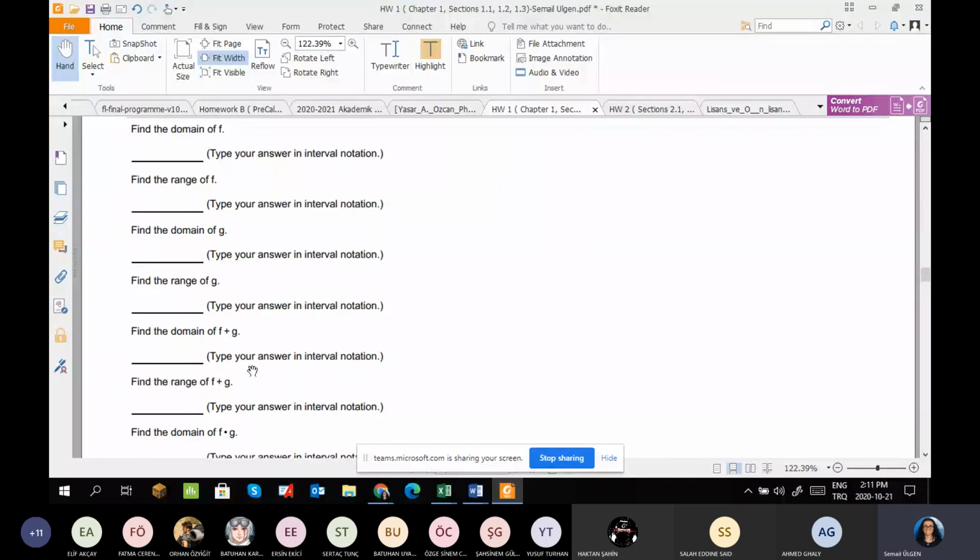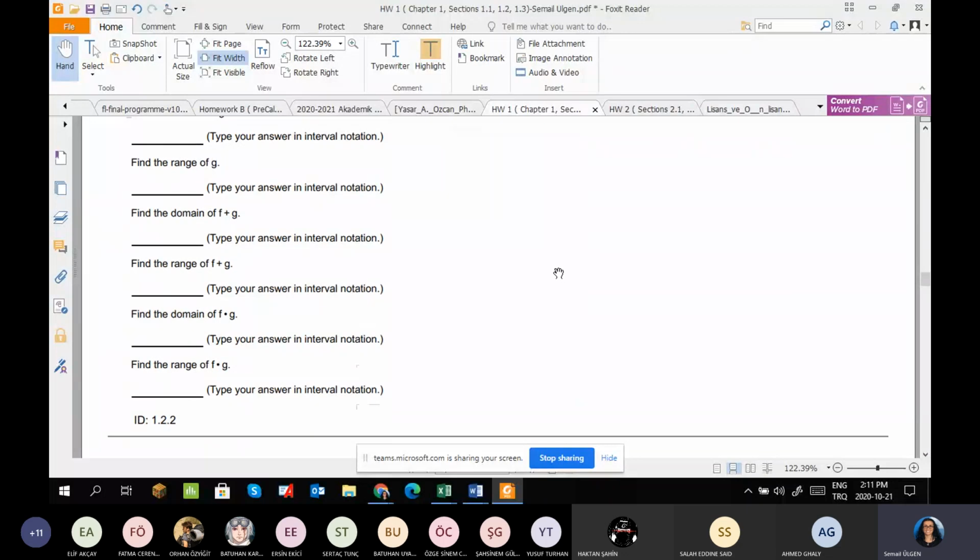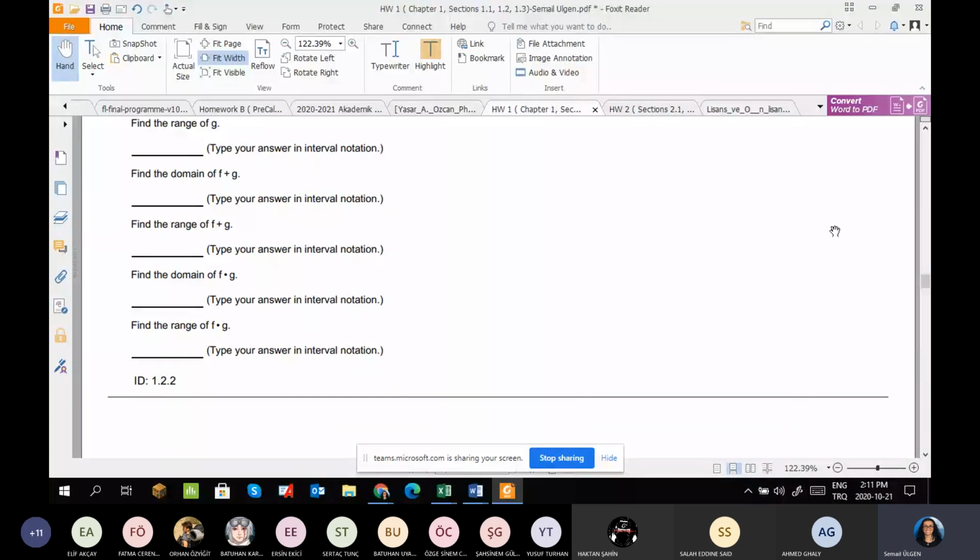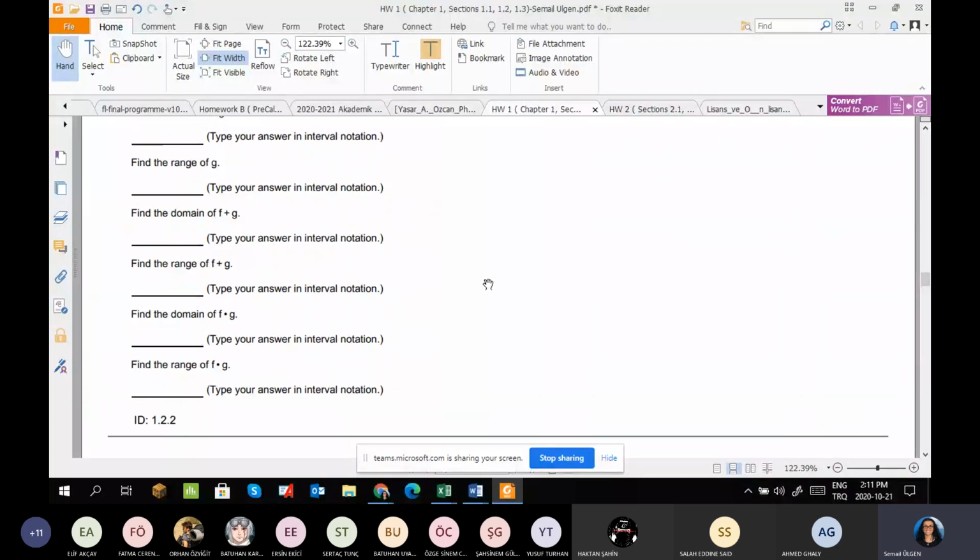And the domain of f plus g is going to be the intersection of the domains, and the domain of f times g is the intersection of the domains, right? And the range, you know, for a square root, it is 0 to infinity, right?